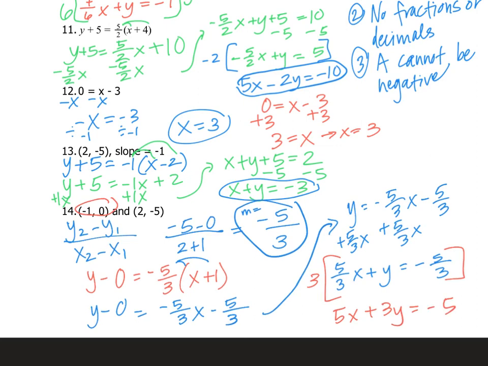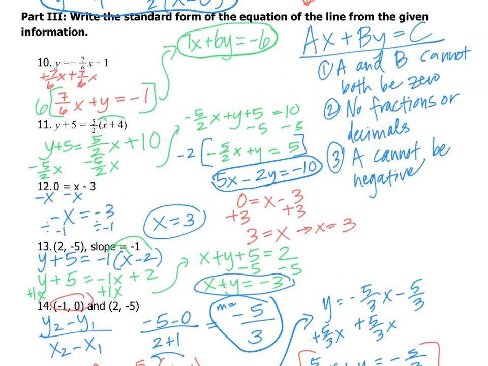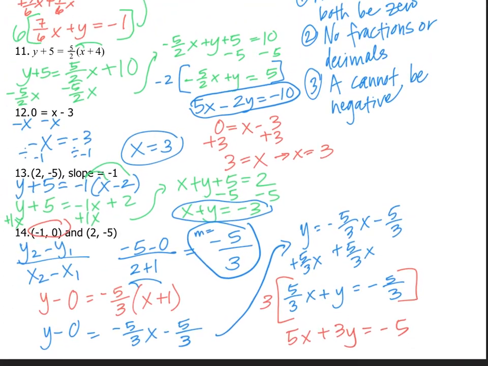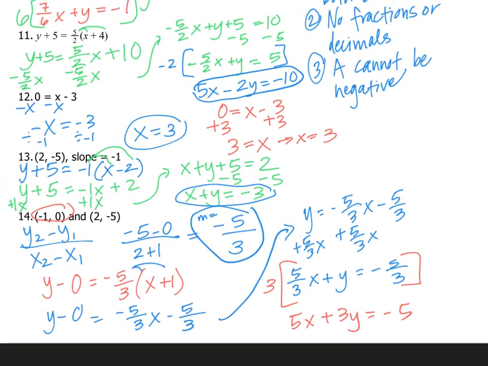Okay, let's just double check. Let's refer to our rules. So our rules say a and b cannot both be 0. We're good. No fractions or decimals. We're good. A cannot be negative. We're good. Okay, so this is my standard form.